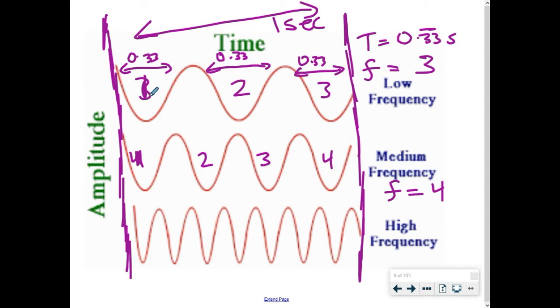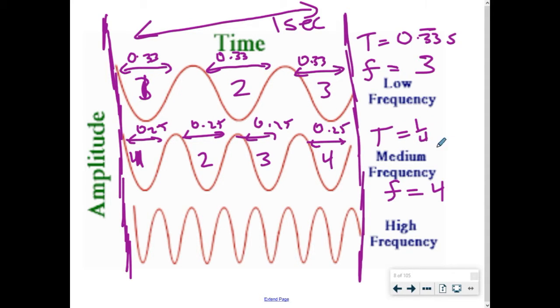But remember how I told you that from start to finish was going to be 1 second? Well, then how far was each wave? Well, this would be 0.25. This right here would be 0.25. This right here would be 0.25. And this right here would be 0.25. How did I know that? Well, your period is always the reciprocal of your frequency, which is 1/4, which is 0.25. If I add 0.25 plus 0.25 plus 0.25 plus 0.25, I get 1.